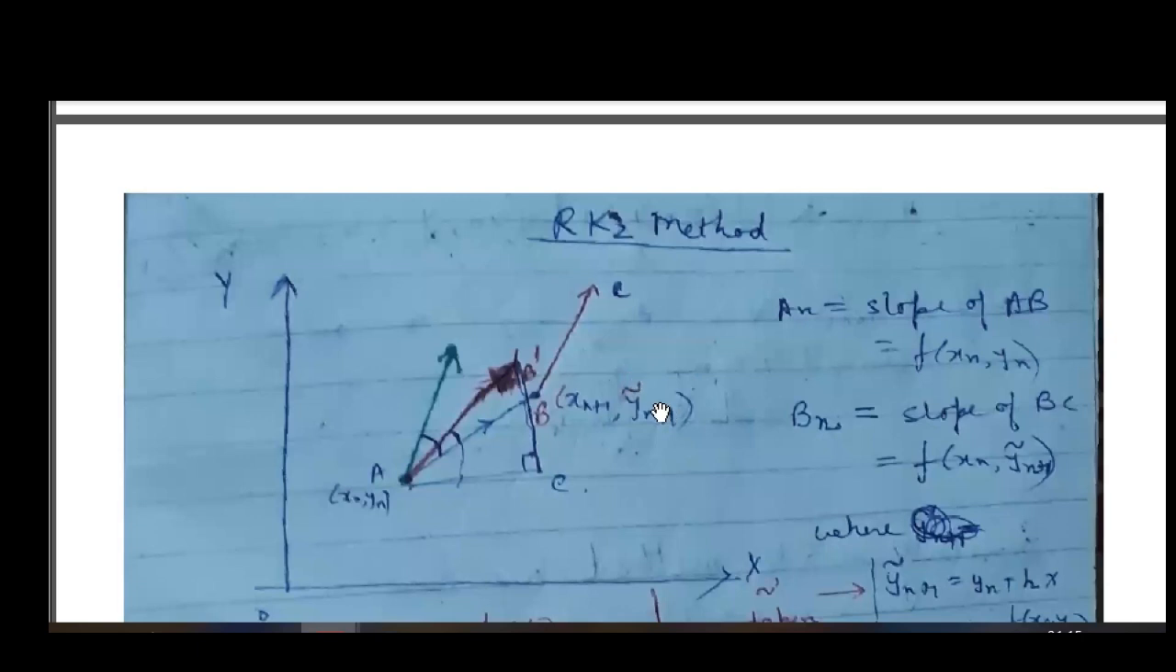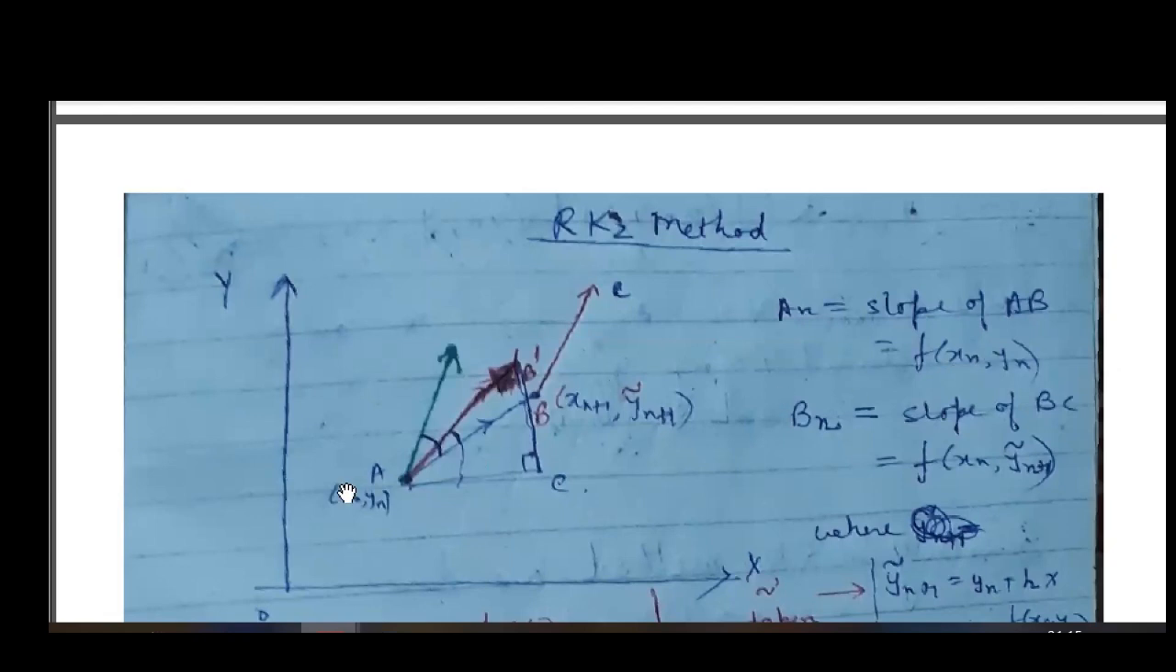Tilde, why? Because I have used this tilde notation so as to demarcate that this is not the thing which we are trying to find out. This is not the yn plus 1 which we require to find out. This is an intermediate quantity, which we'll be using further for our calculation. So we have used the tilde, nothing other than that. That is the meaning of this tilde here. So I have drawn first a line segment of the slope f of xn and yn.